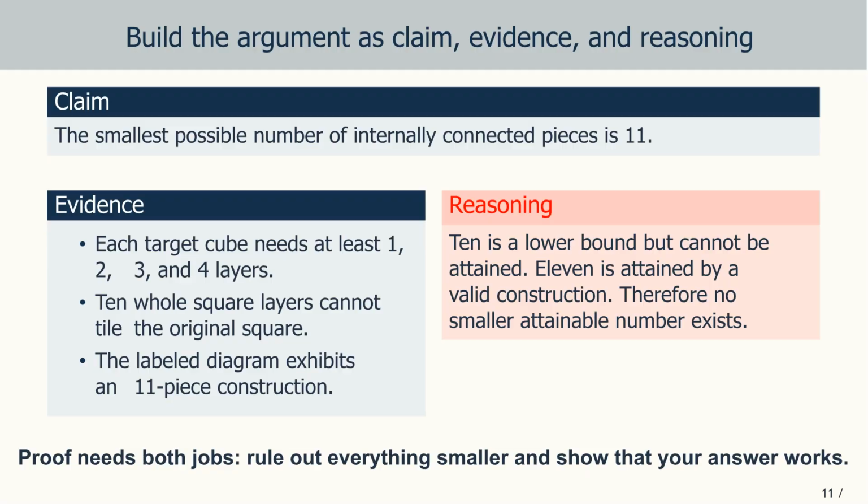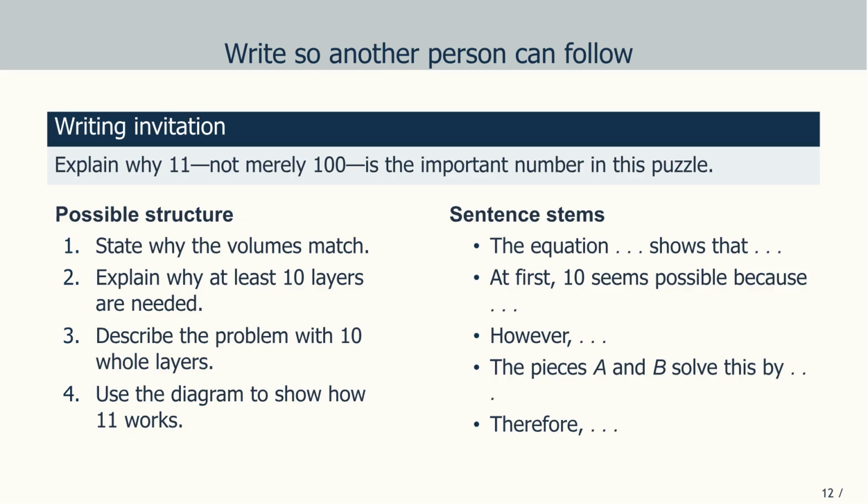To finalize our proof, we use a claim, evidence, and reasoning structure. Our claim is that the smallest number of pieces is 11. Our evidence comes from the volume requirements and the construction constraints, leading to the reasoning that 10 cannot be attained, but 11 can. When writing up your own proof for other people, use this structure. State why the volumes match, explain the layer constraints, describe the issue with 10 pieces, and use your diagram to show how the 11th piece solves the problem.